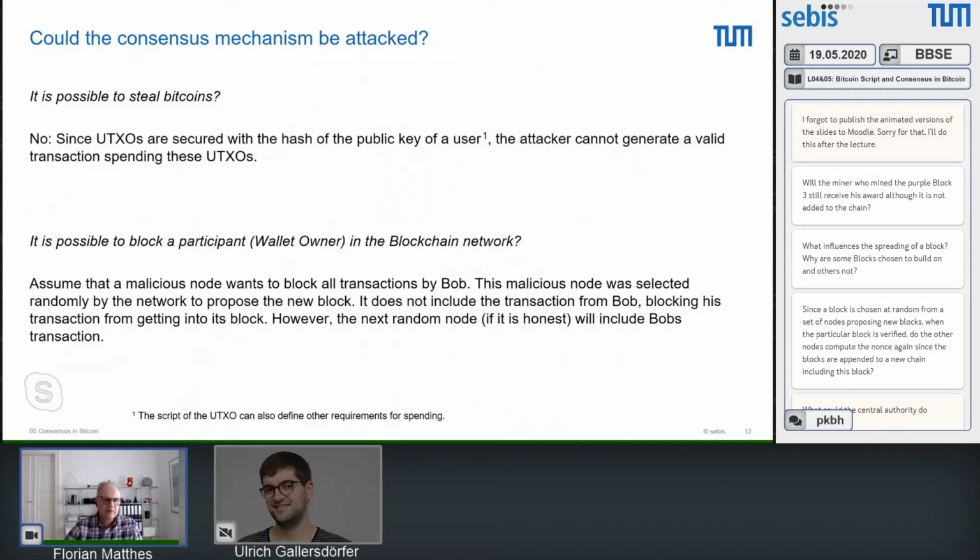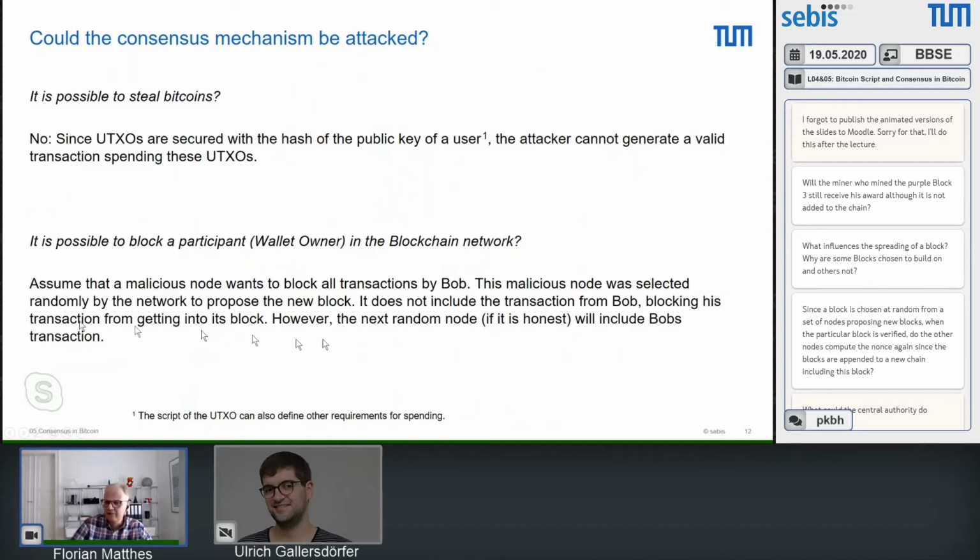Yeah. So therefore, the idea would be now we have a malicious node that wants to block all transactions by Bob. This malicious node was selected randomly by the network to propose a new block, and therefore it refuses to include the transaction from Bob, even though Bob would be willing to pay millions of euro for the transaction to be included. So therefore, once he has been selected as a miner, he could block it.